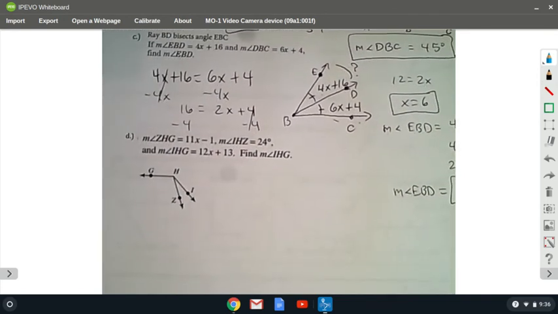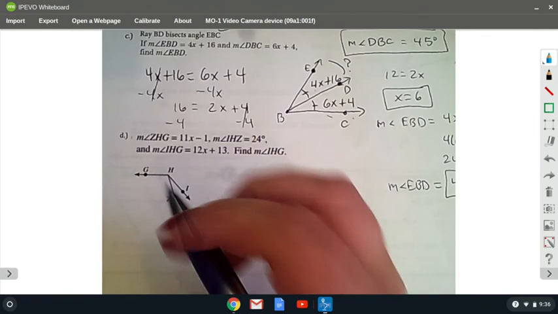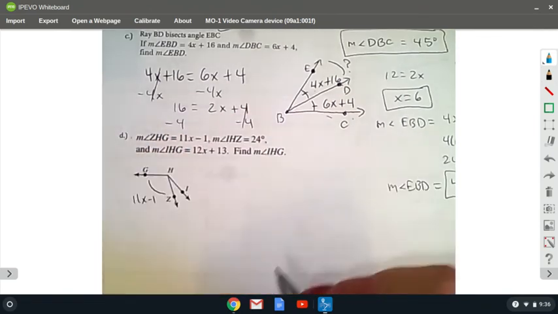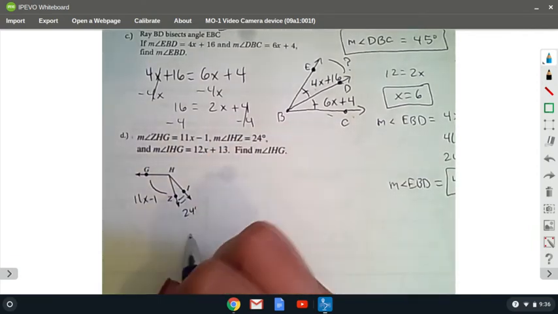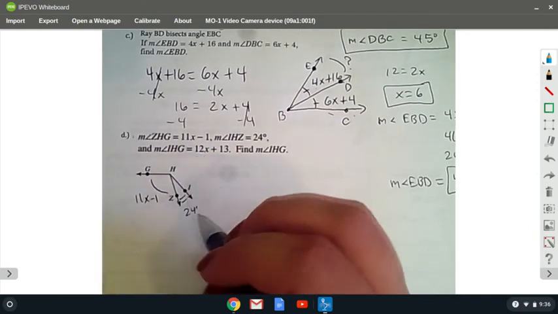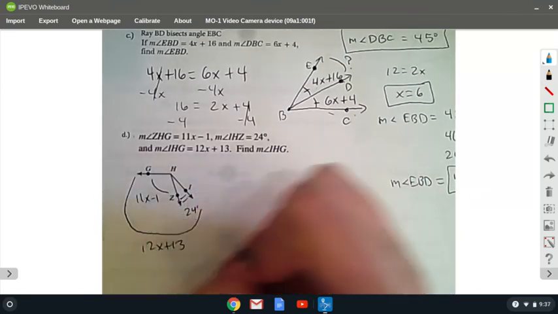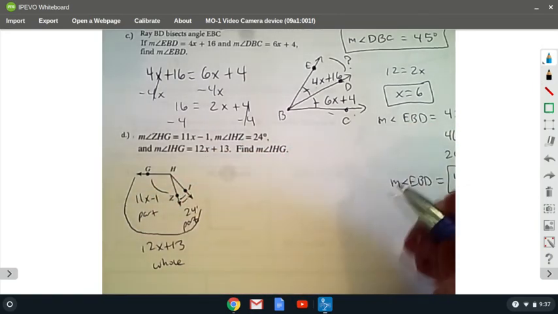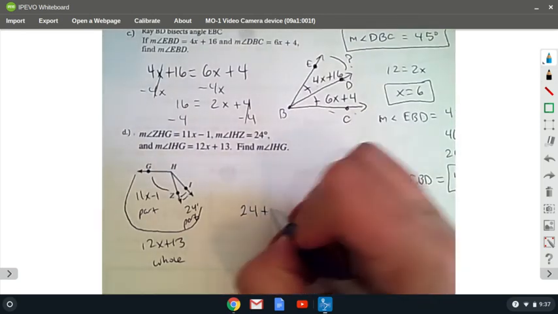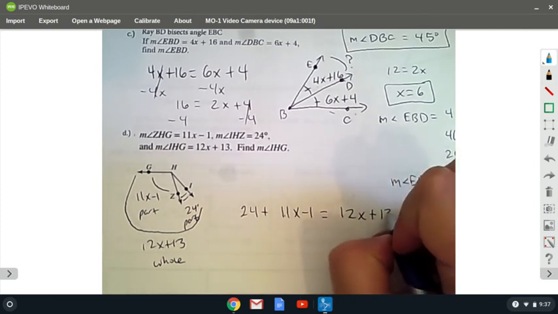All right, my last problem here. They have a picture here for me. I just got to label it. ZHG, this here is 11x minus 1. IHZ is 24. Notice I marked those different because they are not the same. And then IHG here is 12x plus 13. So I have a part and a whole. So I'm going to go ahead and add my two parts and set it equal to the whole thing.